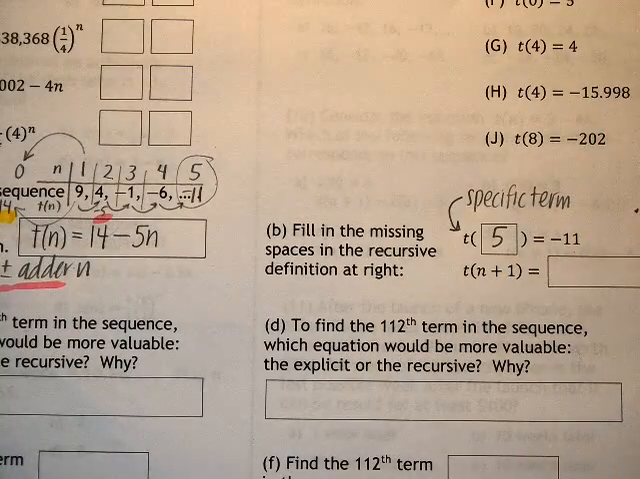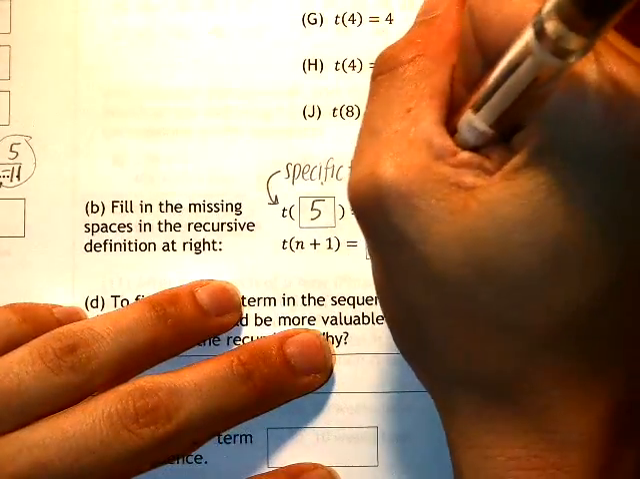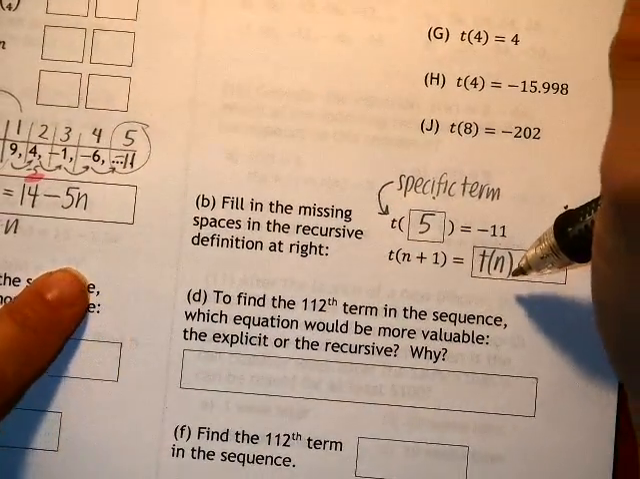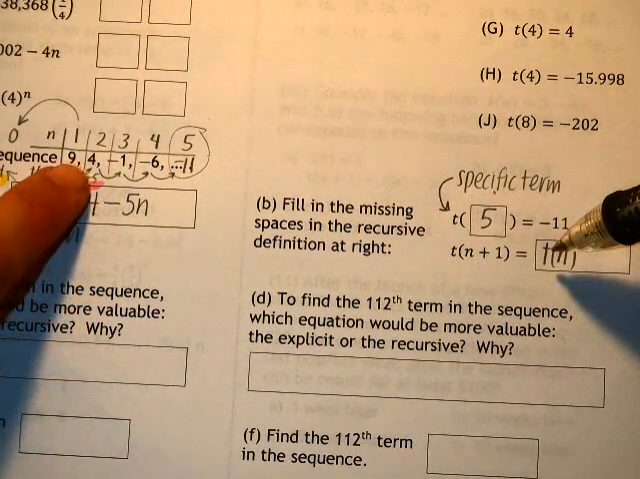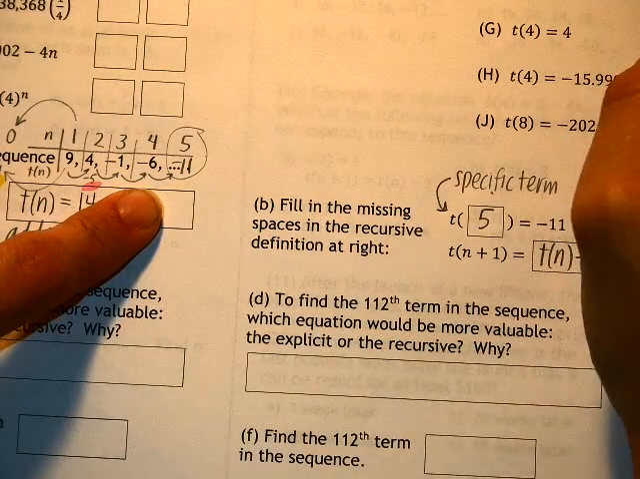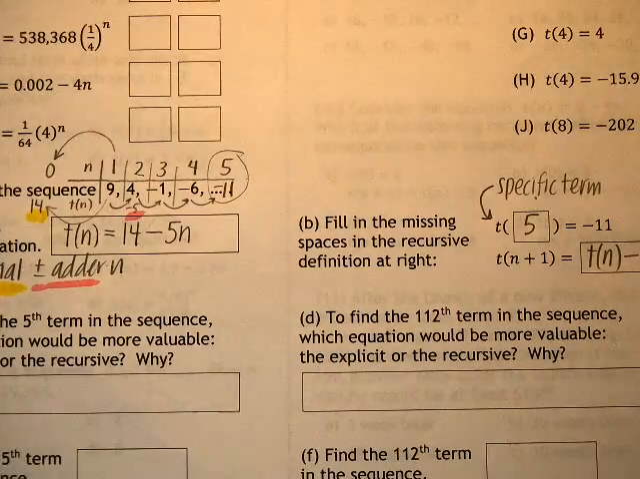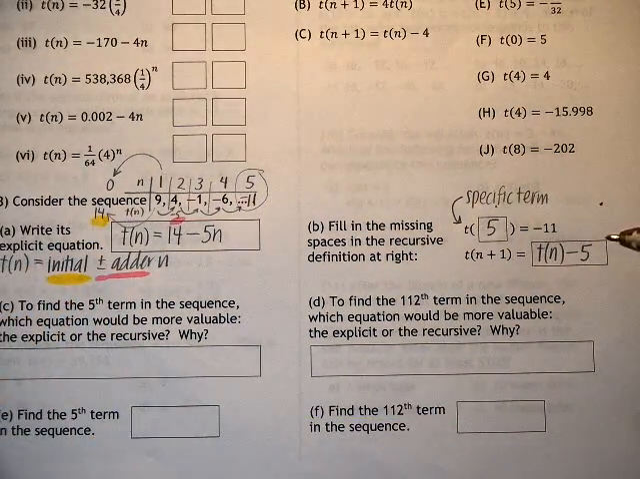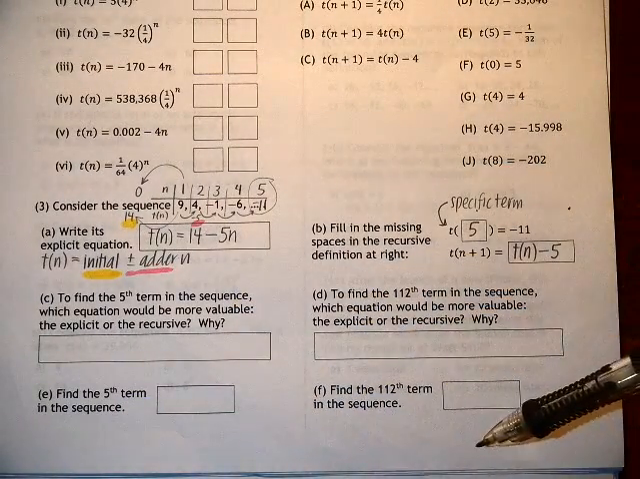In the second part of the recursive definition, that's the part where we specify T of n and then what's happening in the pattern. So plus, minus, multiply, divide, etc. Going back to the pattern, we already said that the pattern was subtracting by 5. So right after t of n in my recursive definition, I'll write minus 5. Make sure that you chew on that. Make sure that both equation ideas make sense, because you'll need the equations to answer letters C through F.